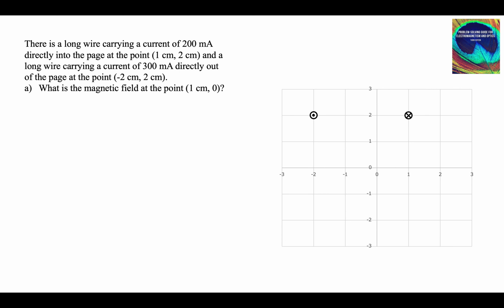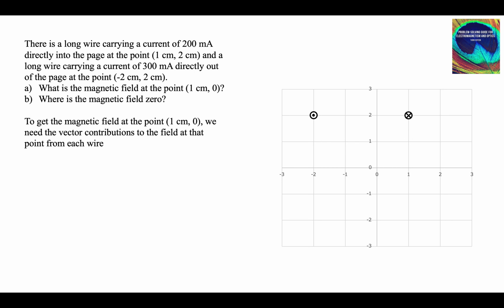What is the magnetic field at the point 1 centimeter, 0? That's right here. What's the magnetic field here produced by these wires? Both of these wires make magnetic field circles around the wire. You have to figure out if they're clockwise or counterclockwise. Part B is, where is the magnetic field 0? Let's address part A first.